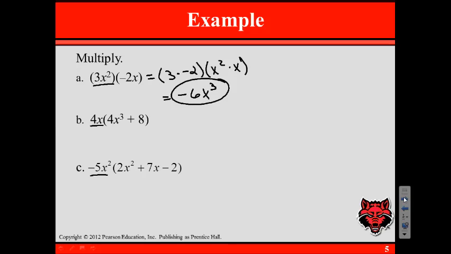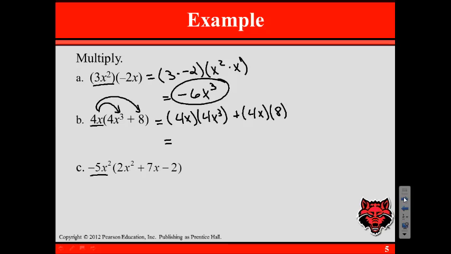For the next example, we have a monomial 4x being multiplied by the polynomial 4x cubed plus 8. So let's use the distributive property. We distribute 4x to each term inside parentheses, which gives us 4x times 4x cubed plus 4x times 8. Now, instead of rewriting each factor so that our constant coefficients are next to one another and our variables are next to one another, I'm just going to work through the problem, which you can as well.